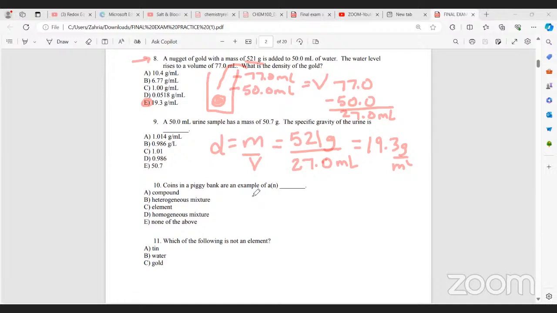Again, this is dealing with volume by displacement, okay? Volume by displacement, where if they give you 2 volume readings, you must subtract the 2 volumes, which is what I did right here at this step, okay? So we subtracted the numbers and we got 27.0 milliliters. That is your volume by displacement. The mass that was given was 521 grams. So you divide those two numbers, and that's how you end up with 19.3.